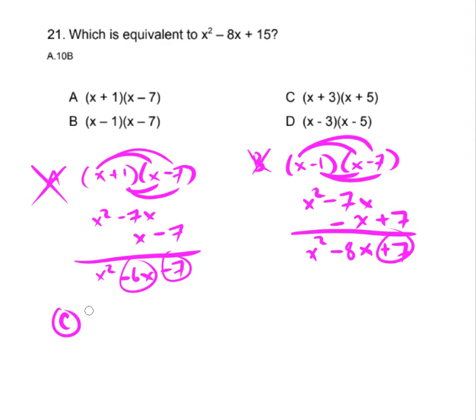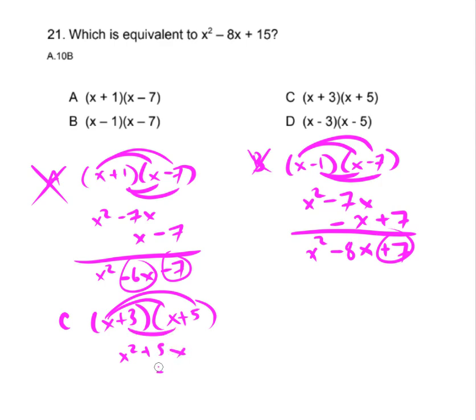C. Oh, whoops, I didn't mean to circle that because I don't know if that's the right answer or not, to be honest. I get x plus 3 times x plus 5, right? And I get x times x is x squared, x times 5 is plus 5x, plus 3x, plus 15. And when I add that all together, I get x squared plus 8x plus 15. And that right there is so close. But what's it missing? This negative 8x. So because of that, this is out.